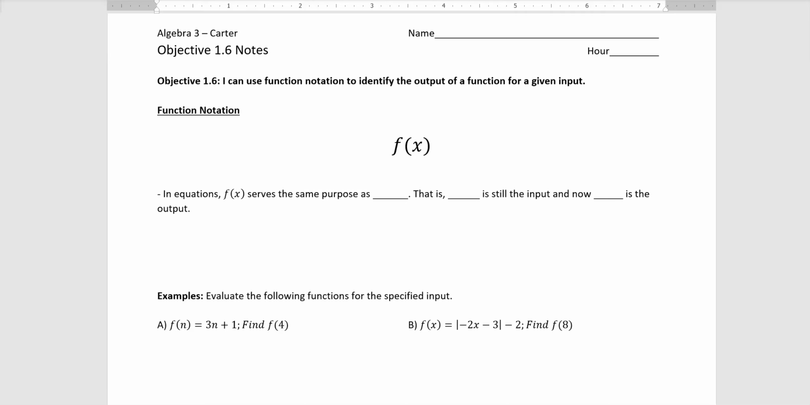Function notation is this f of x here. So f is the name, so to speak, of the function. You'll see different letters, like g and h, and those are just identifying the different functions. Whatever is inside the parentheses is the input. That input is what we are plugging into the function f. In equations, f of x really serves the same purpose as y. That is, x is still the input, and now f of x instead of y is the output.